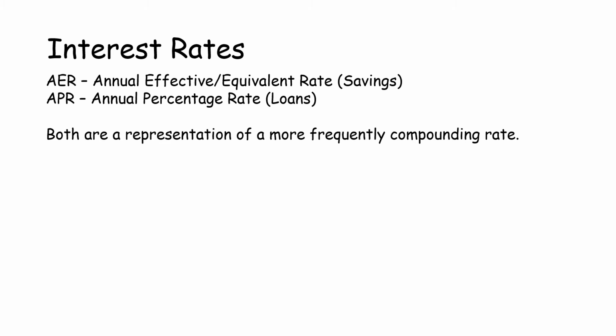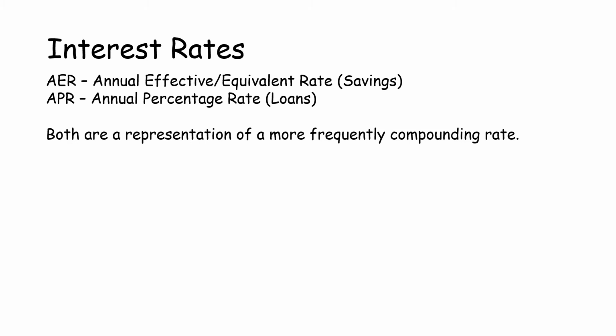We see two types of interest rates when we're looking at any of our financial maths questions, AER and APR. Now, AER stands for annual equivalent rate or effective rate. I tend to use effective rate. And APR stands for annual percentage rate. They effectively mean the same thing. We see AER when we're talking about savings, and we see APR when we're talking about loans. That's really the only difference.